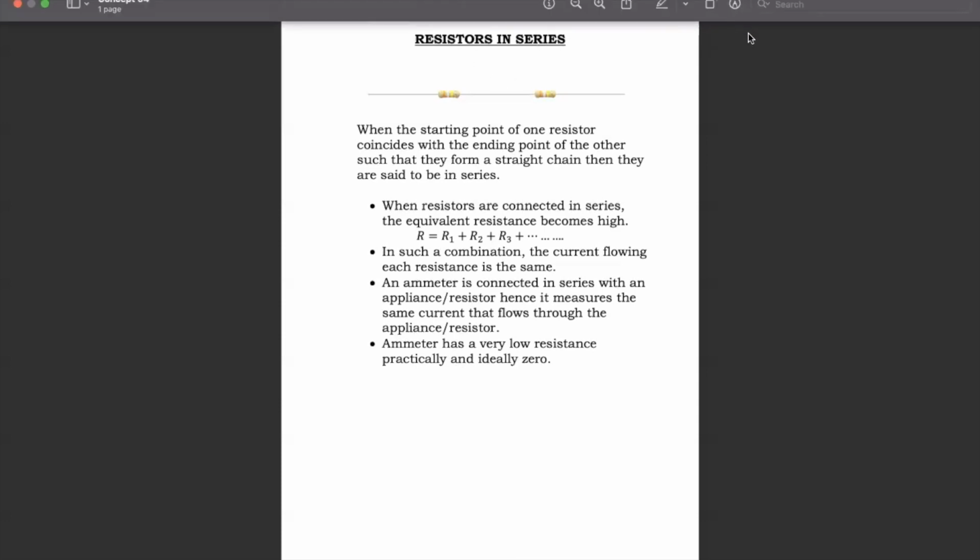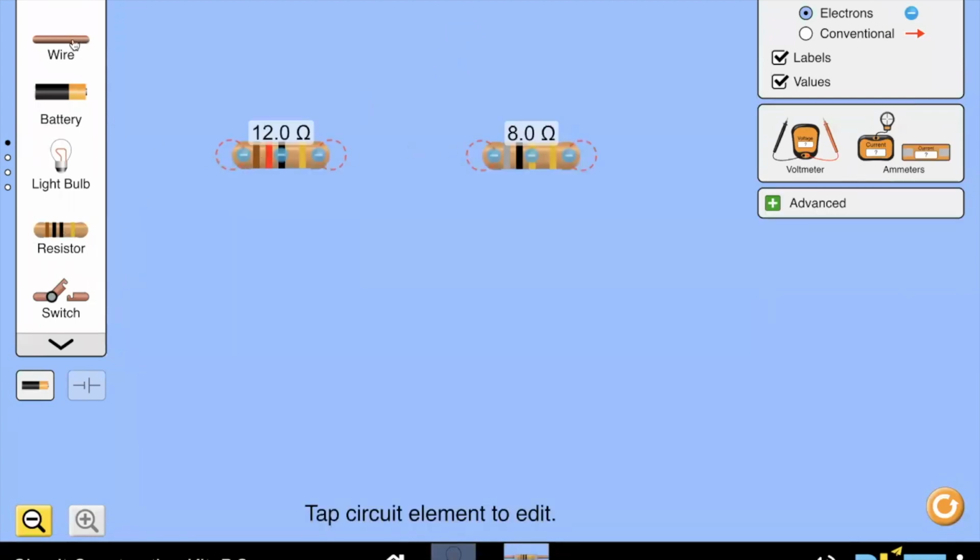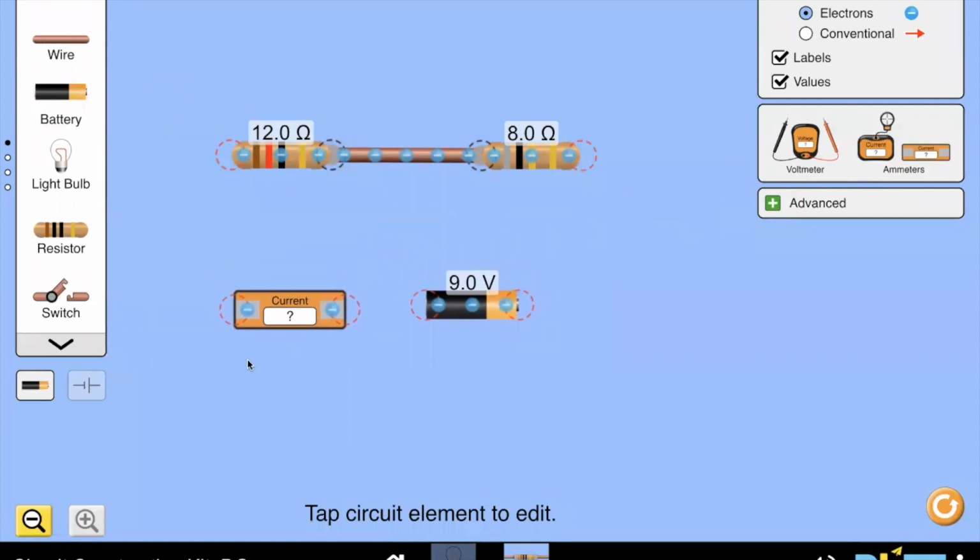Now we'll be seeing a demonstration on resistors in series. This is our circuit construction kit, which I'll use as a demonstration for resistors in series. Let's take two resistors and connect them in series. You can see the starting point of one resistor is being connected to the ending point of the other so that they form a straight chain, and they are now forming a series arrangement. We will use a battery and we will also use an ammeter. And let's complete the circuit by using a set of connecting wires.